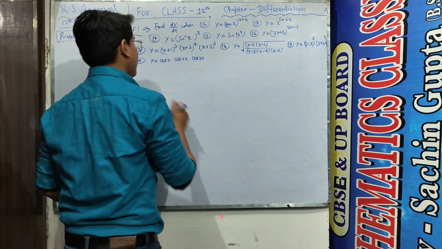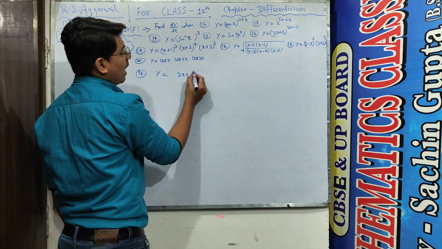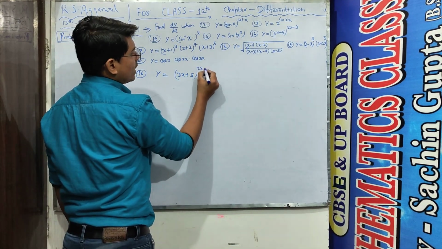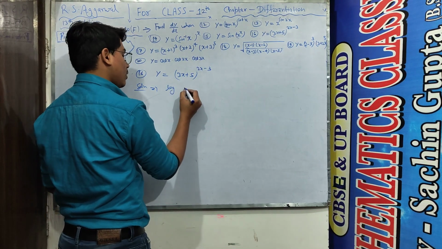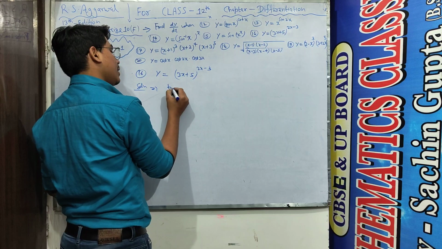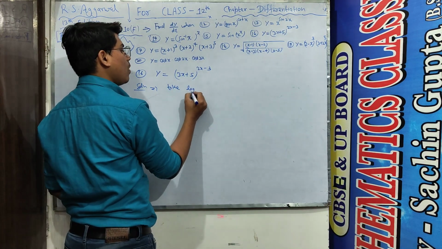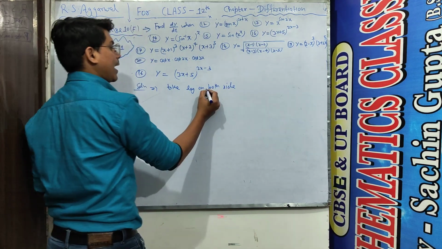Question number 16 is given to us, student. y equals (3x plus 5) whole power (2x minus 3). I take log on both sides, student. Take log on both sides.